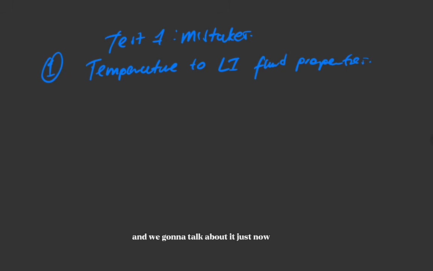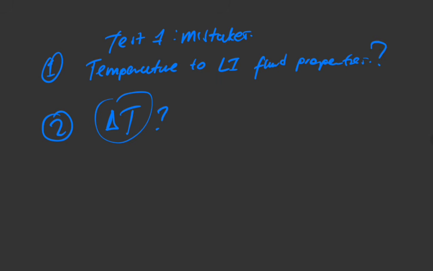This has been a huge one, and we're going to talk about it just now. So the temperature at which people interpolate the fluid properties, and which temperature you're going to use as your delta T. Those have been some of the mistakes, and we can jump straight to it and start talking about how to actually go about it.